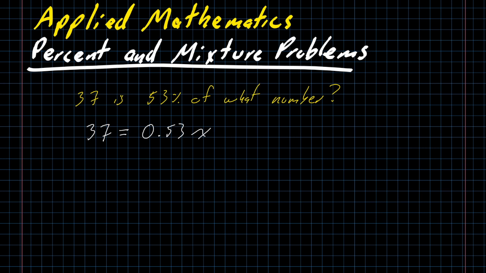Solve for x by dividing both sides of the equation by 0.53. My calculator is happy to tell me that 37 divided by 0.53 is 69.81132, etc. But I've got two significant digits going on here, so I'll round to two significant digits and call it 70. I'll put a decimal point to make sure that that 0 reads as a significant 0. So 37 is 53% of 70. There we have it. That's all we needed here.